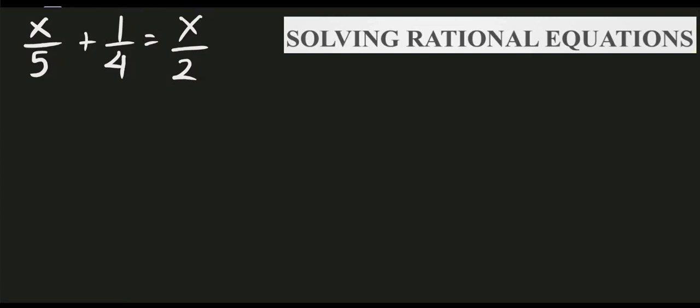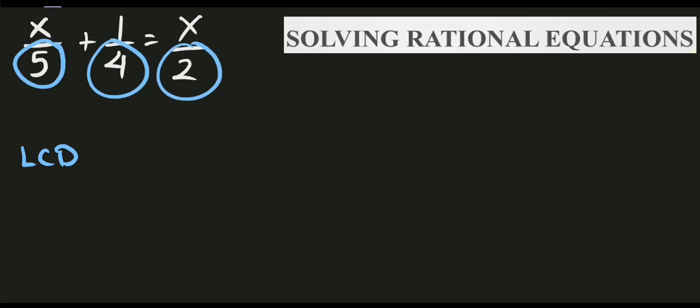For our LCD, our technique here is just to observe the values of our denominator. Since in our case we have 5, 4, and 2, we need to think of a value wherein 5, 4, and 2 will serve as the factors of it. I guess the value for this one is equals to 20. So let's double check. If we have this LCD as 20, 20 is divisible by 5, yes. It is also divisible by 4, and it is also divisible by 2. That means we have the correct value of our LCD.